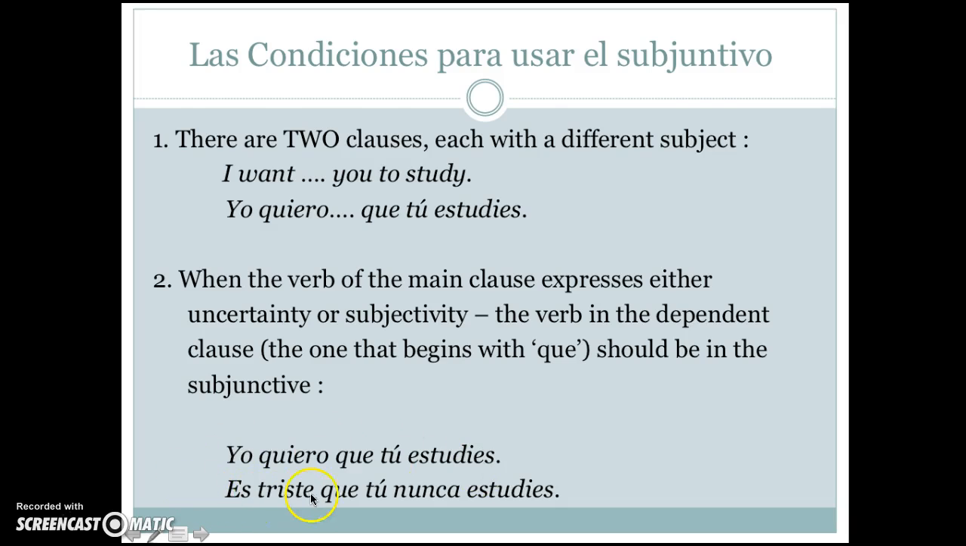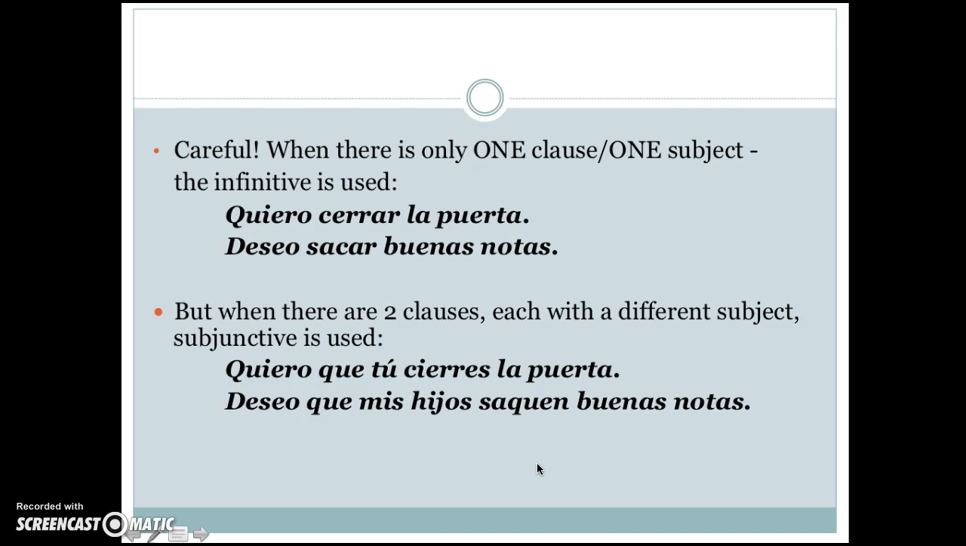Ejemplo número dos. Es triste que tú nunca estudies. Es triste que, this is an expression of emotion or subjectivity. It is sad that you never study. Well, two different subjects. This one doesn't have a clear subject, but the speaker is the one who thinks it is sad that you never study. You are certainly not the subject of that first clause. So, otra vez, subjuntivo. When there's only one clause and one subject, we use the infinitive.